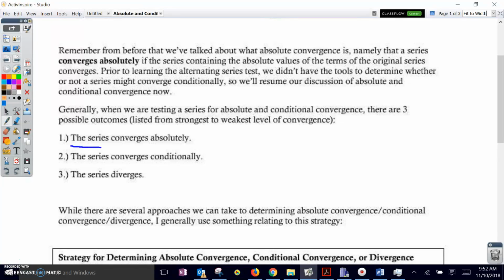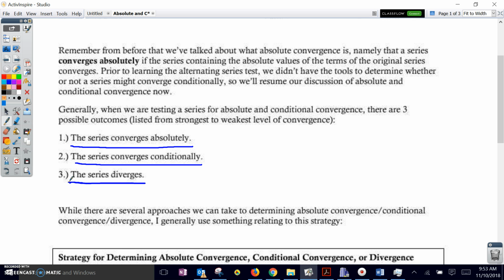It's possible that the series converges absolutely, which we've talked about before. In this case, the series containing the absolute values would converge. That means the series converges absolutely. The second possible outcome is that the series converges conditionally. That's when the absolute value of the series doesn't converge, but the series itself does converge. Now that we know the alternating series test, we can determine if that happens. The third possible outcome is that the actual alternating series diverges.